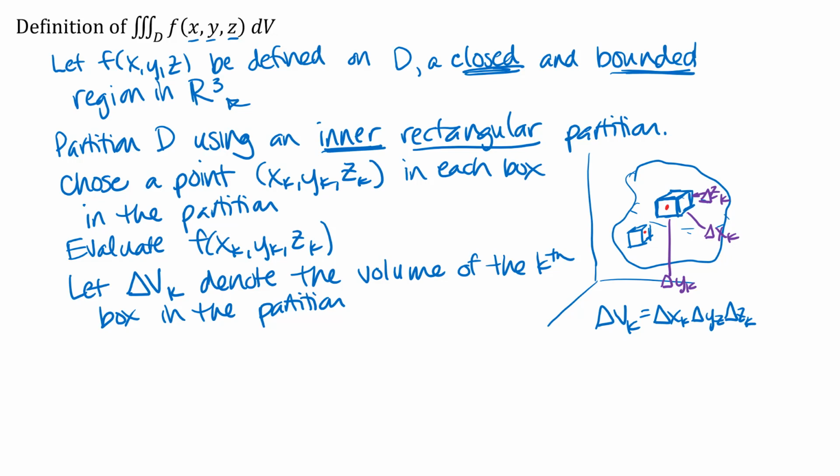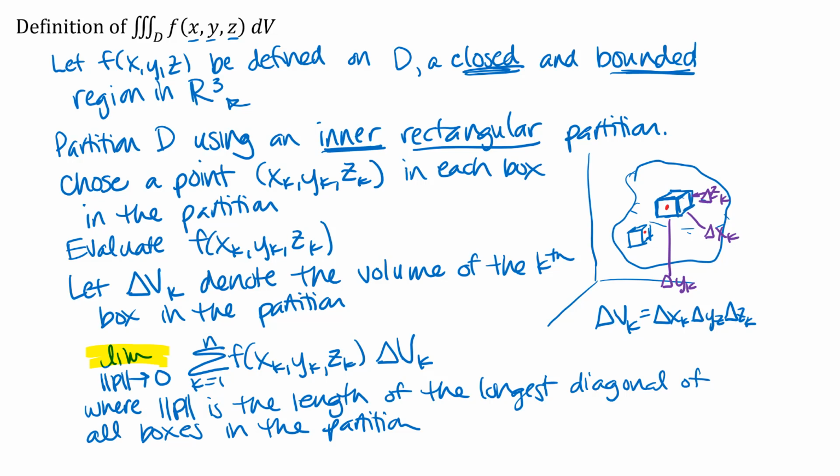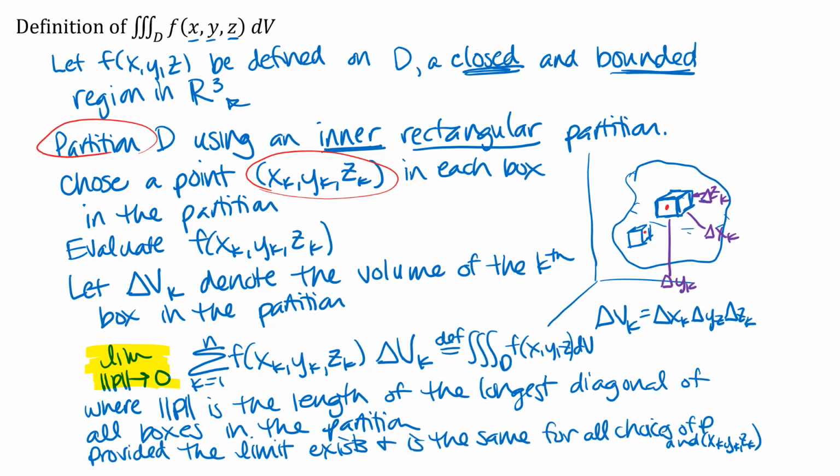Alright, and then we basically want to form our Riemann sum. That's our Riemann sum. And then we want to take the limit as the size of the partition approaches 0, and that would also force us to have infinitely many boxes in our partition. So we need to establish what our norm of the partition is, and just like before, we're going to let that be the length of the longest diagonal. When we let the limit as the norm of that partition approaches 0, provided this limit is the same for all choices of partition, there were two places where we made choices, choices of partition and choices of points, then we define that to be our triple integral. Alright, so that defines our triple integral in rectangular coordinates.